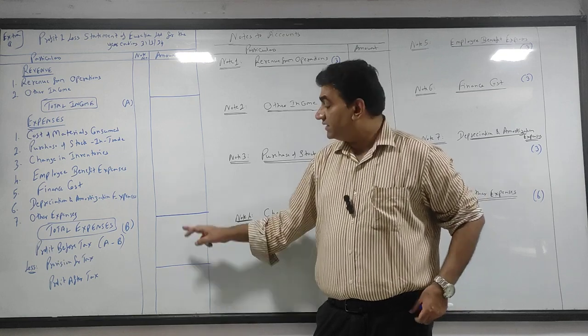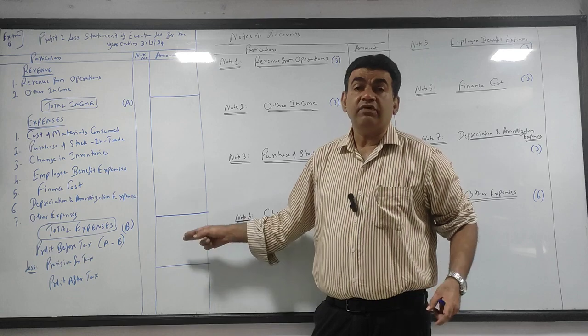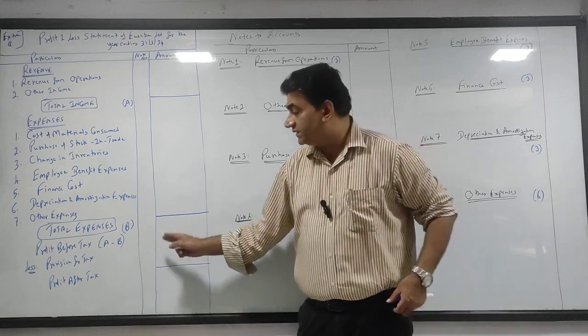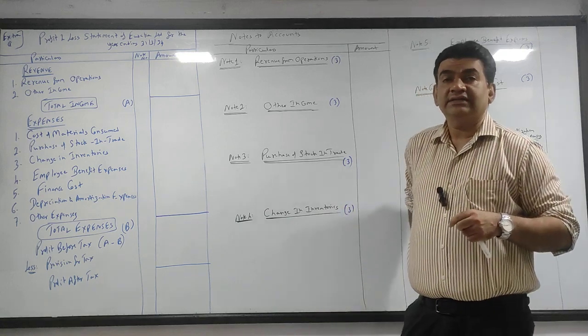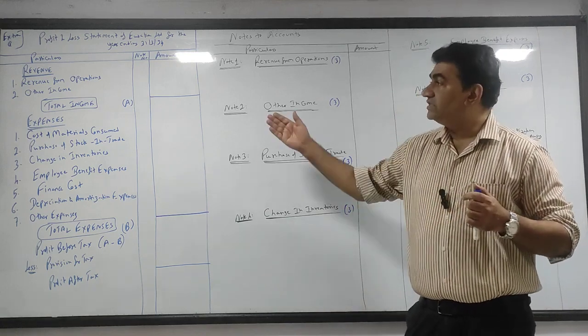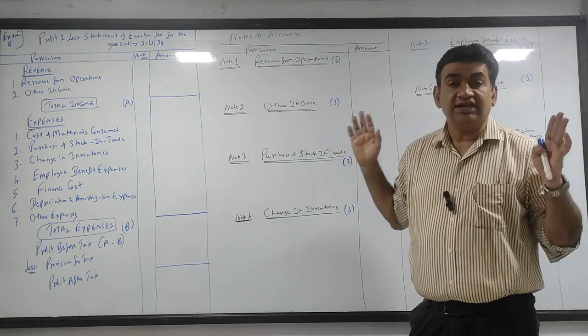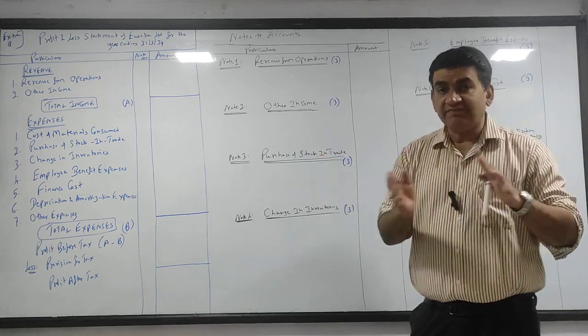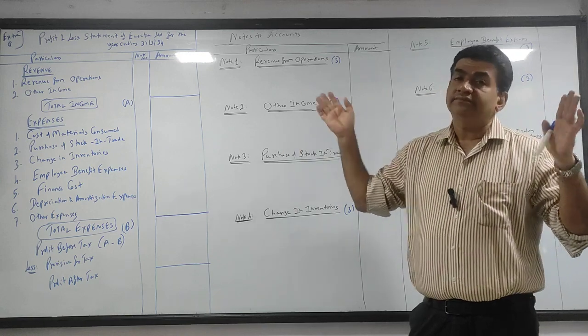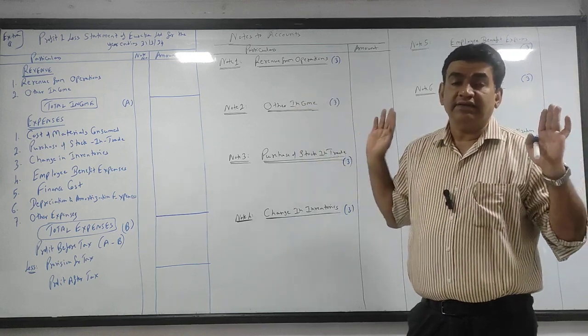If they tell you 40%, 50%, whatever is the PBT, profit before tax, uska 40-50%, that will be my profit after tax. Clear with this, guys? So this is your format of income statement. Okay, please, you can pause the video or please rewind it so that you can understand again.